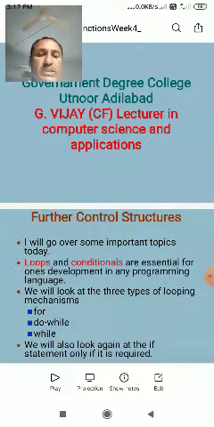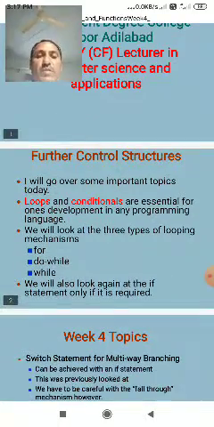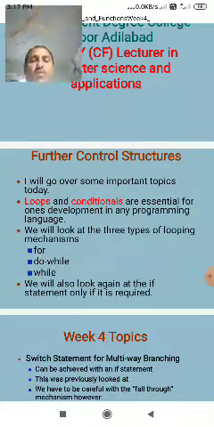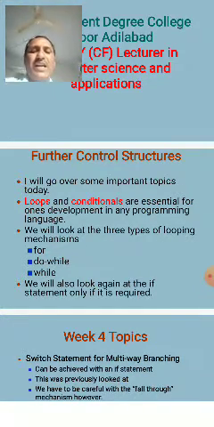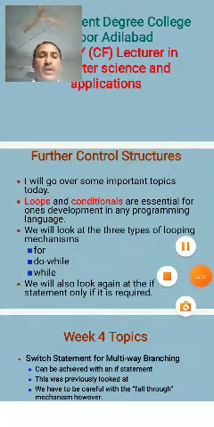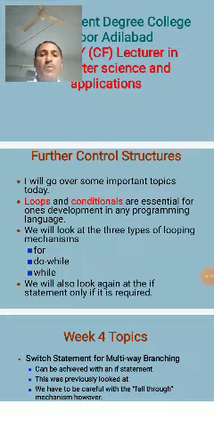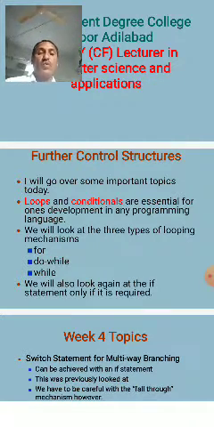Now, control structures. There are three types of control structures. Today's discussion is about do loops and do while loops. Loops and conditions are used in the development of programs in this language. In loops there are three types: for, while, and do while.